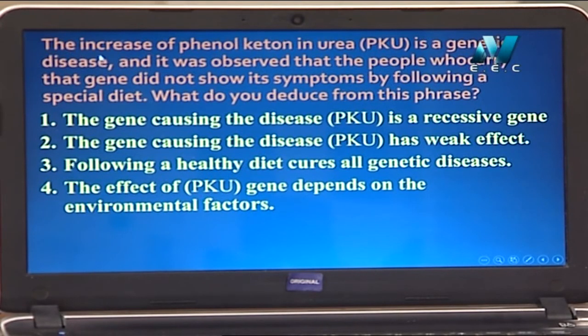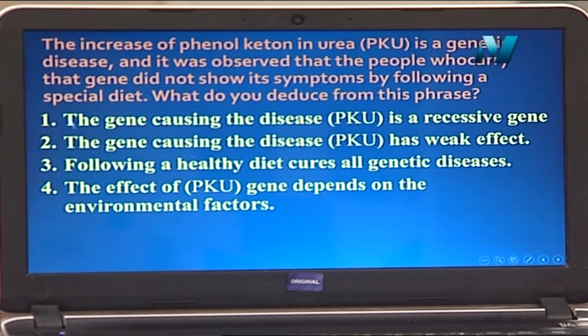Another question. The increase of phenylketones in urine, indicated by the abbreviation PKU, is a genetic disease, and it was observed that the people who carry that gene did not show its symptoms by following a special diet. So even if the gene is present, the individuals do not show the symptoms of the disease due to following the special diet. What do you deduce from these phrases?